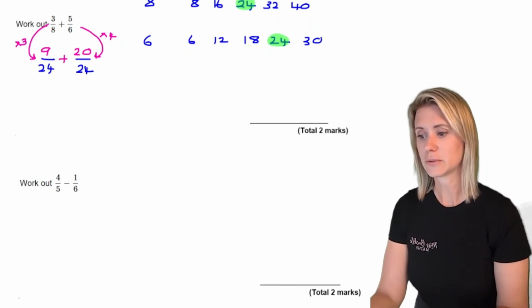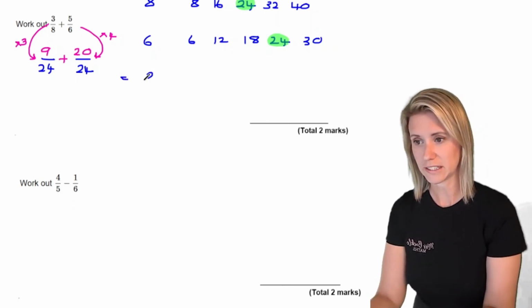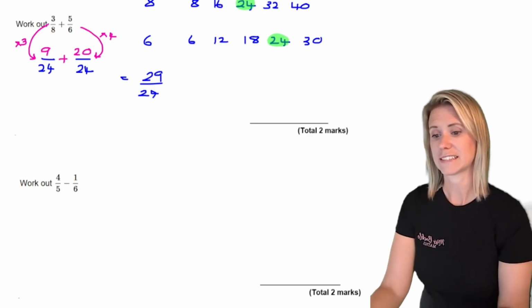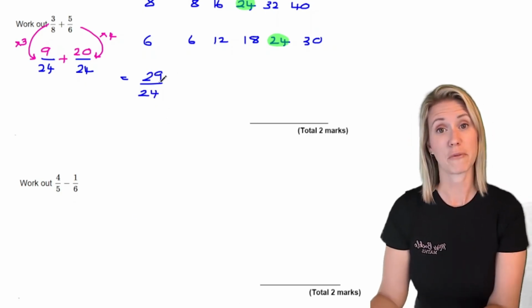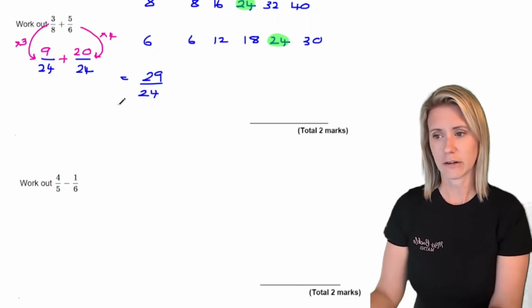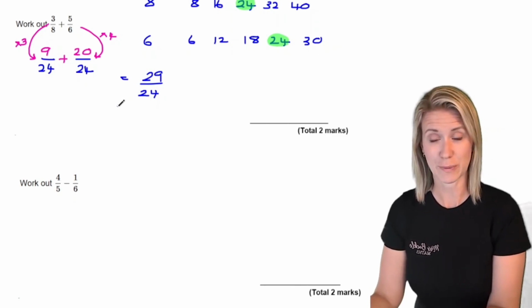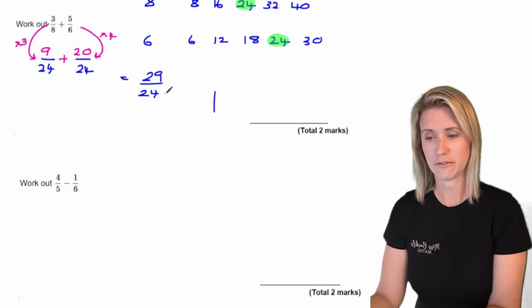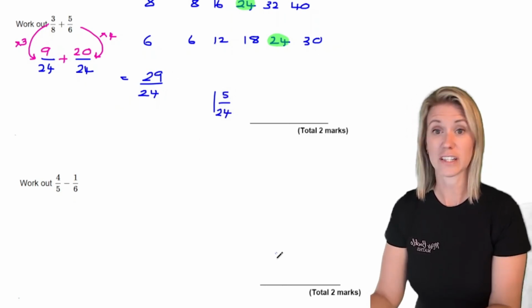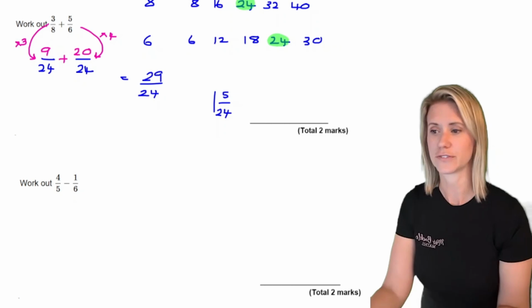9/24 plus 20/24 in total is going to give us 29/24. But you don't want to be leaving that as your answer because it's an improper fraction. The number on top is greater than the number on the bottom. Ask yourself how many 24s go into 29. 1 24 goes into 29, and we have 5 24ths left over. So 1 and 5 24ths.